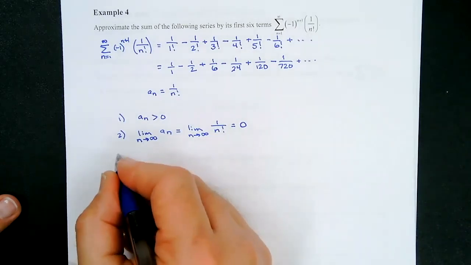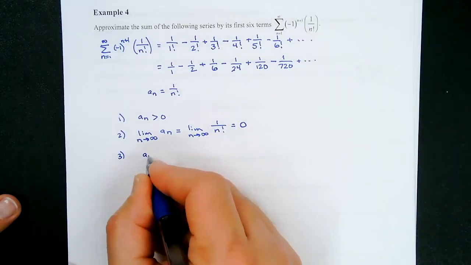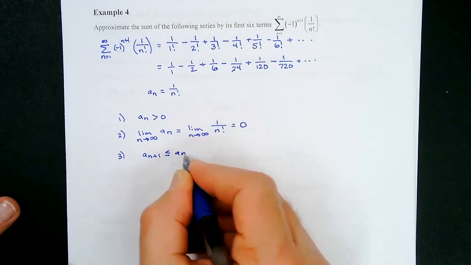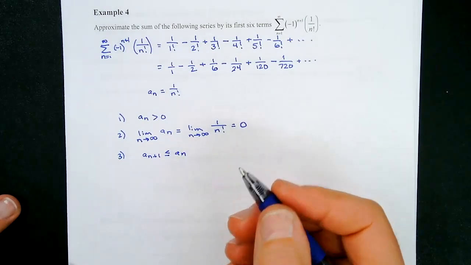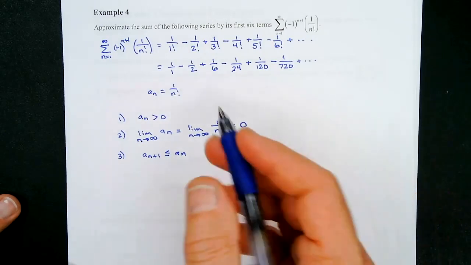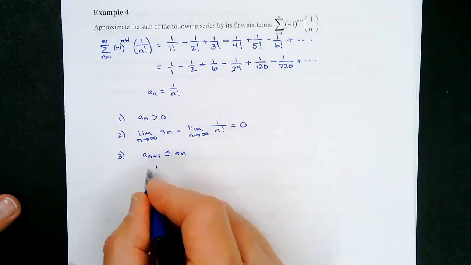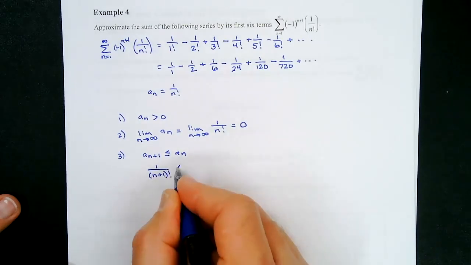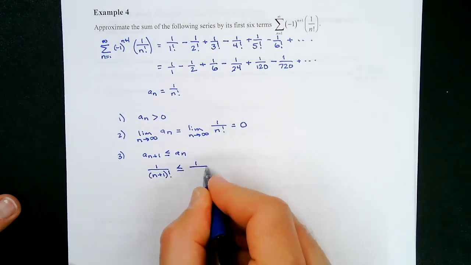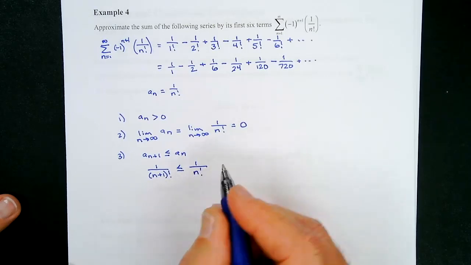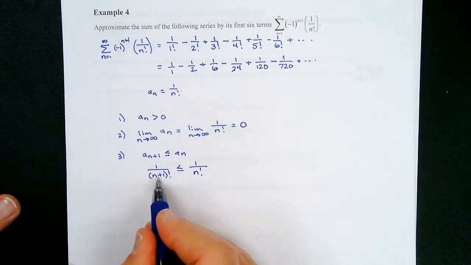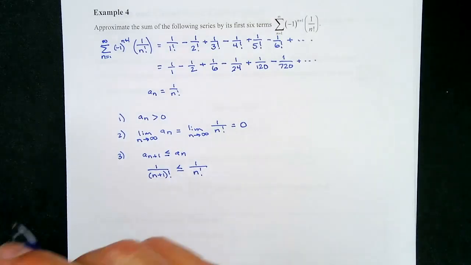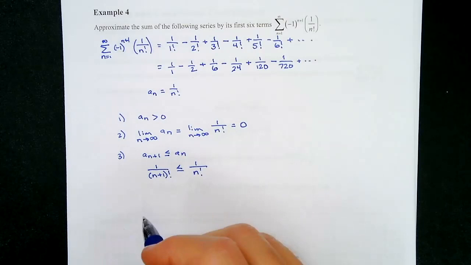And then the third thing we need to establish is that a sub n plus 1 is less than or equal to a sub n, right? Okay, so what if we just put n plus 1 in? We'd have 1 over (n plus 1) factorial, and that'd be less than or equal to 1 over n factorial. Well, n plus 1 is going to be larger than n. So we don't have to do anything fancy like the 1/2 like we did last time, okay?